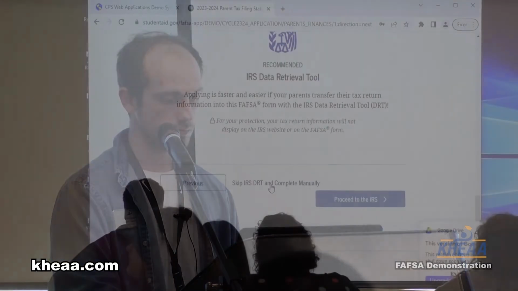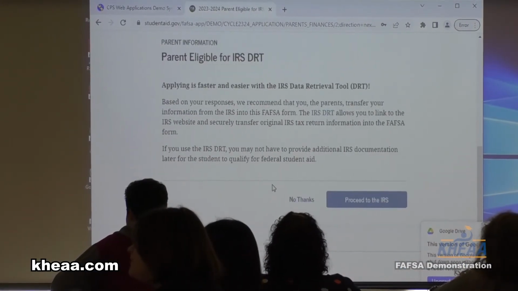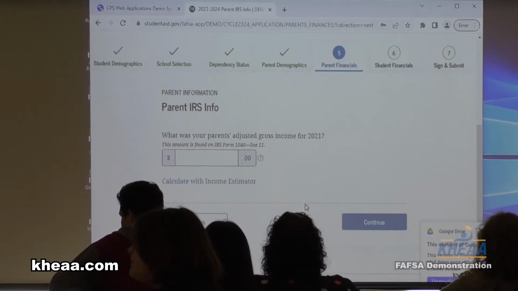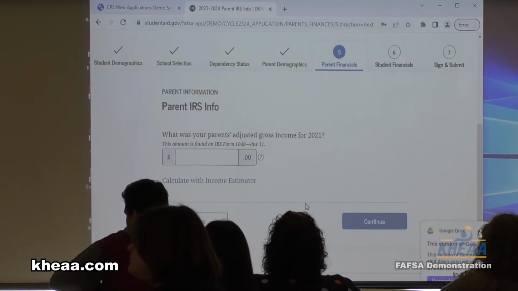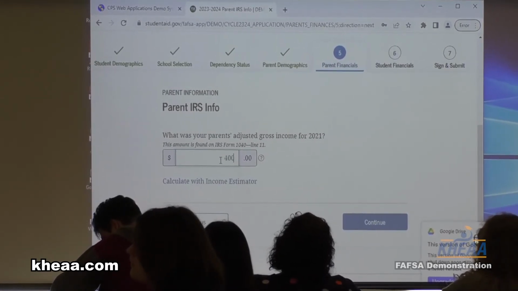So, I mean, after that point, it could last like 5 more minutes of the FAFSA. But for my purposes, I'm just going to go super fast and do it manually, okay? Complete manually. No thanks, because it won't let me. All right. So the first question will be asked, what was your parents' adjusted gross income for 2021? Let's just put 40,000.